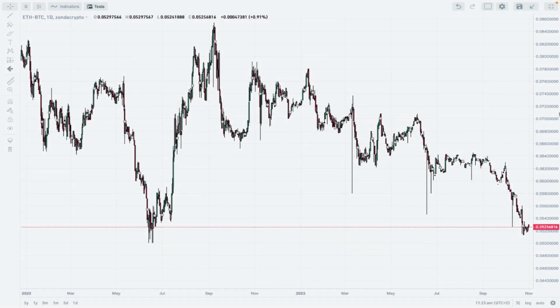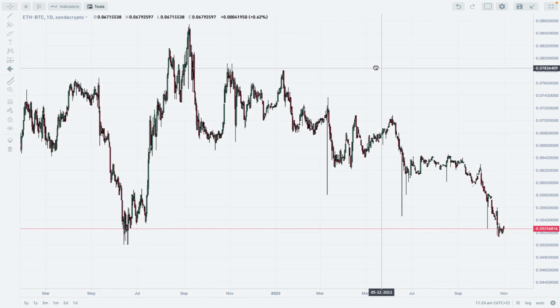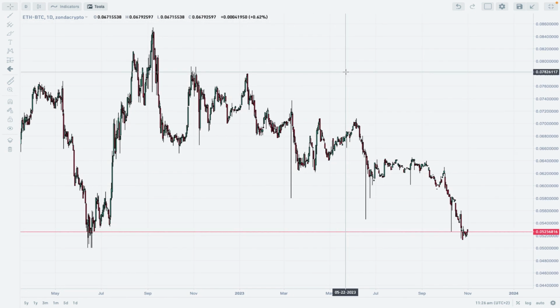Today is Wednesday, November 1st, 2023. Let's find out what is going on the Ether to Bitcoin at Zondacrypto. This is a daily time frame chart, and as you can see, I'm using the standard principles of technical analysis on the Japanese candlestick chart.